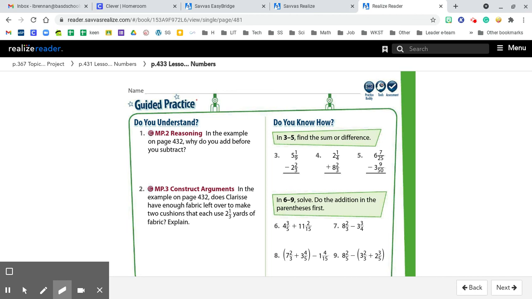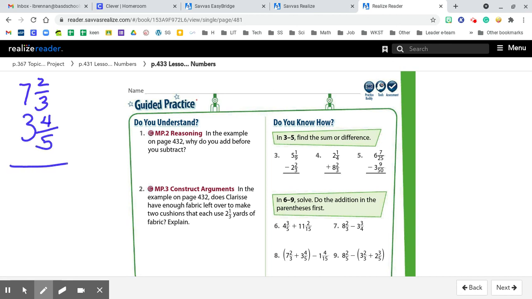Okay, number 8. 8's got a couple different steps to it. I'll do what's inside the parentheses first, and then we'll take care of what's outside. So trying to add these, I can multiply the 3 times 5, and I get a common multiple of 15. 5 times 3 is 15. 4 times 3 is 12. 3 times 5 is 15. 2 times 5 is 10. 22/15. 10 and 22/15. Haven't seen one of these in a while. Improper fraction.